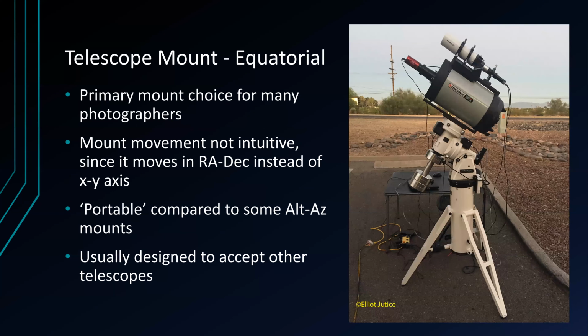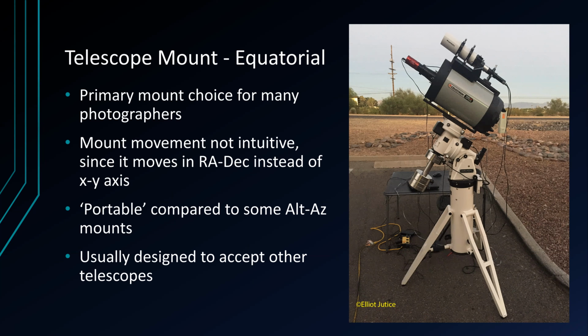This leads to the first mount we'll talk about, which is what's known as a German equatorial mount. These mounts are the really distinctive ones. They're typically angled like this image here, and they have a whole bunch of counterweights on one end and the scope on another. And they rotate around this central axis.